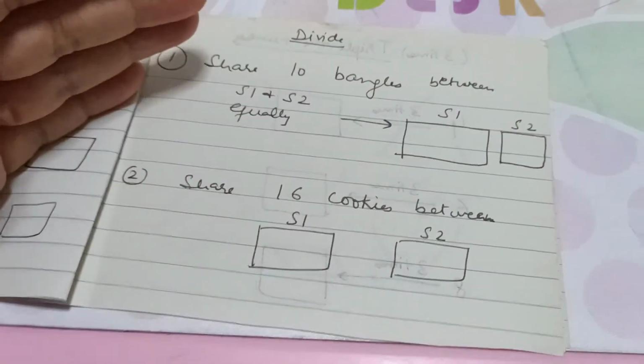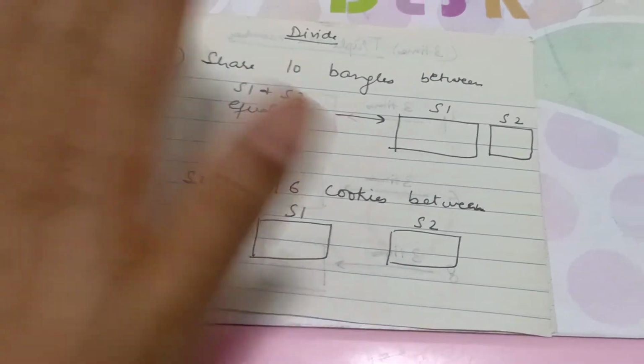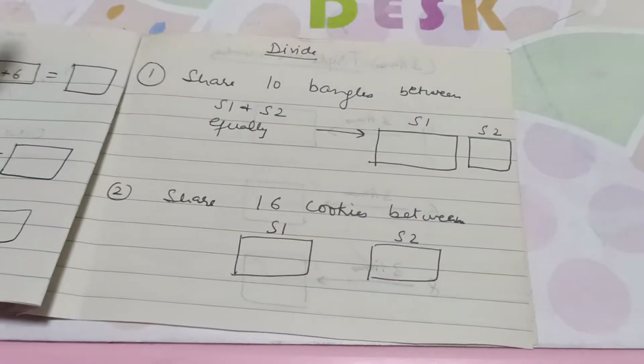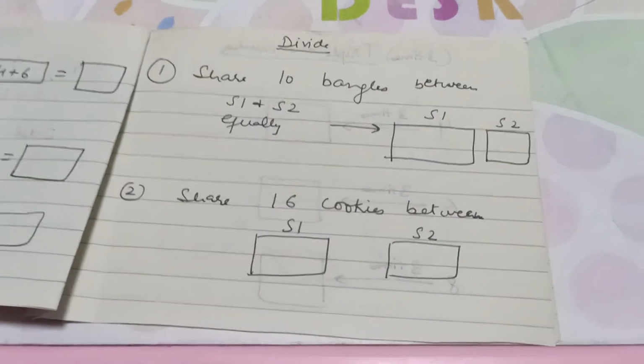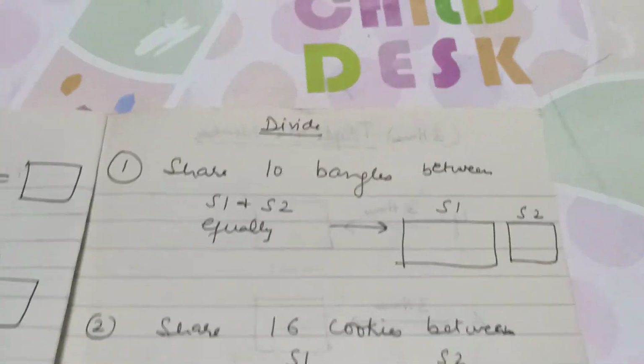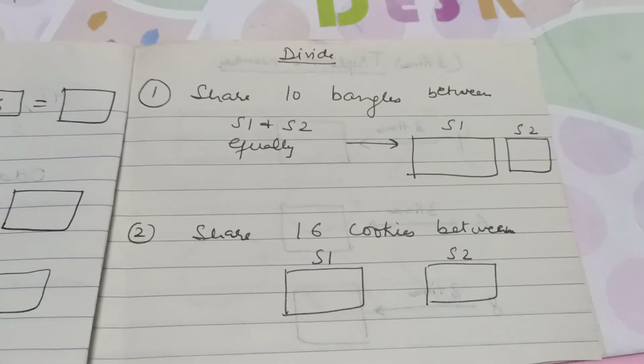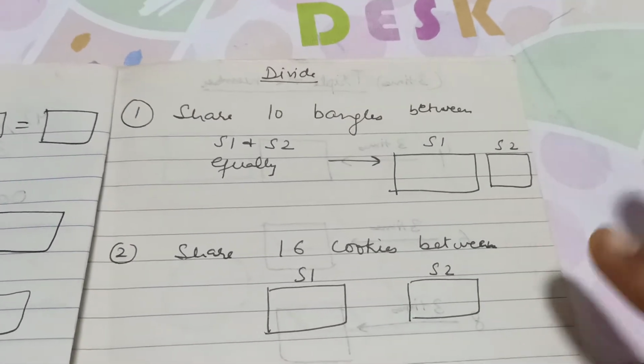Division, again we have done division with fingers already. Like if you have 4, how do you divide it in 2? 2 and 2. I have 2 daughters, so we always say okay, divide these 10 bangles between S1 and S2 equally. This is what we have done for a very long time, but we did it only verbally, not in a busy book or anything like that.